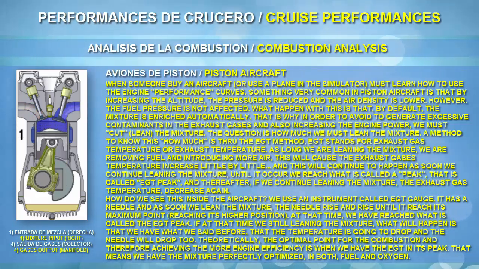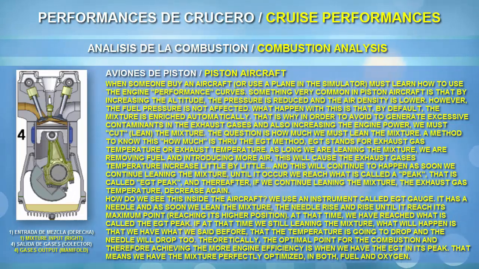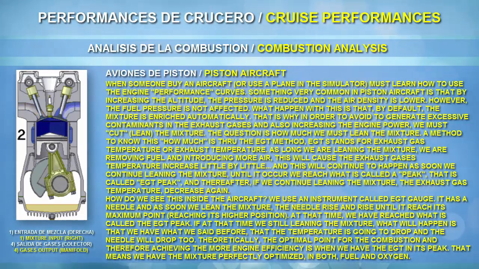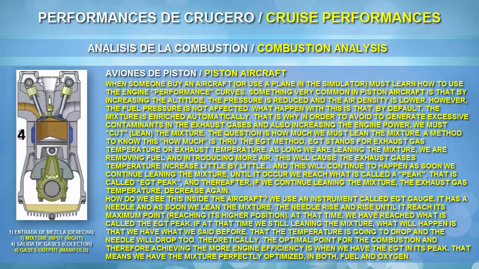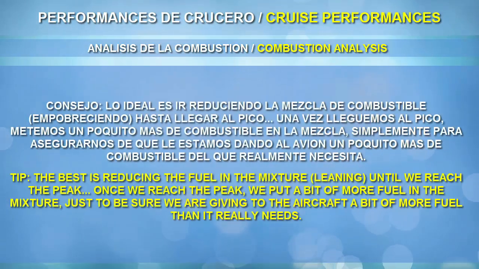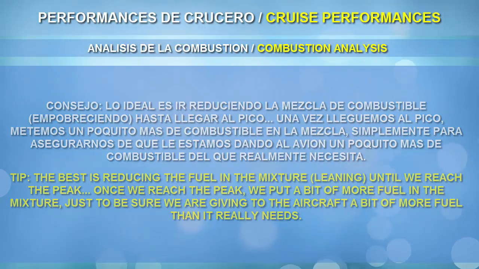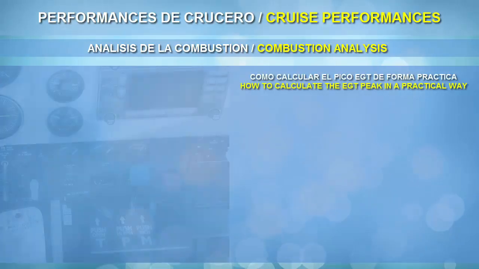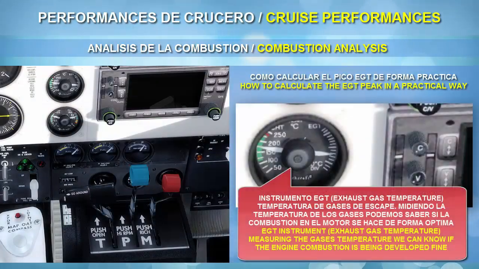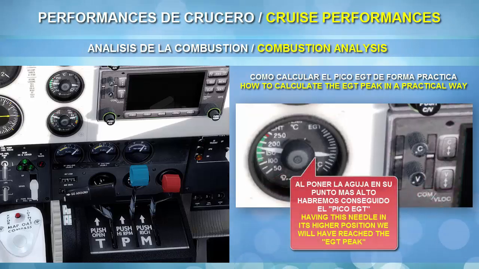Because when the exhaust pipe gases reach the highest temperature, we know that we have the right proportion of fuel and air, okay? So the idea is that you reduce the red lever back until we move the needle of the EGT peak to its higher position, okay? And then we move the red lever a bit forward or rearward again, to make the peak drop a bit, okay?